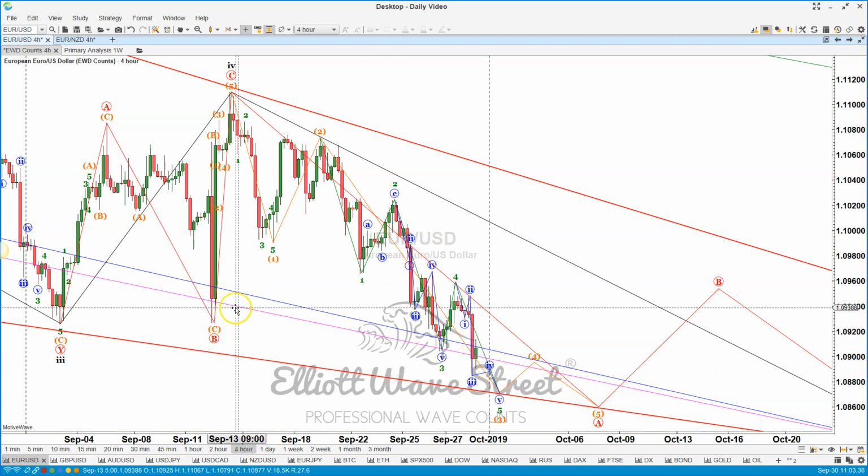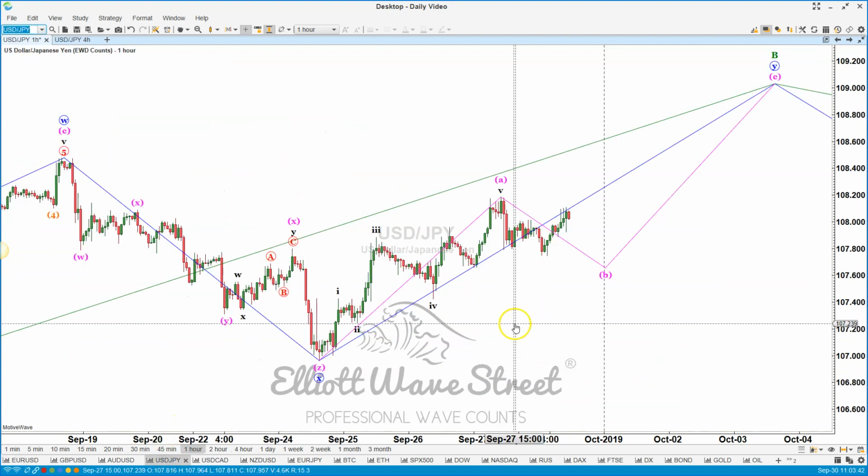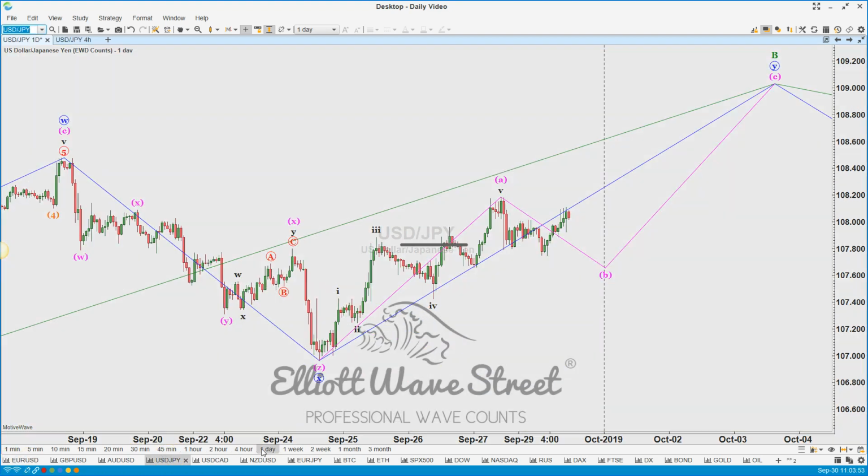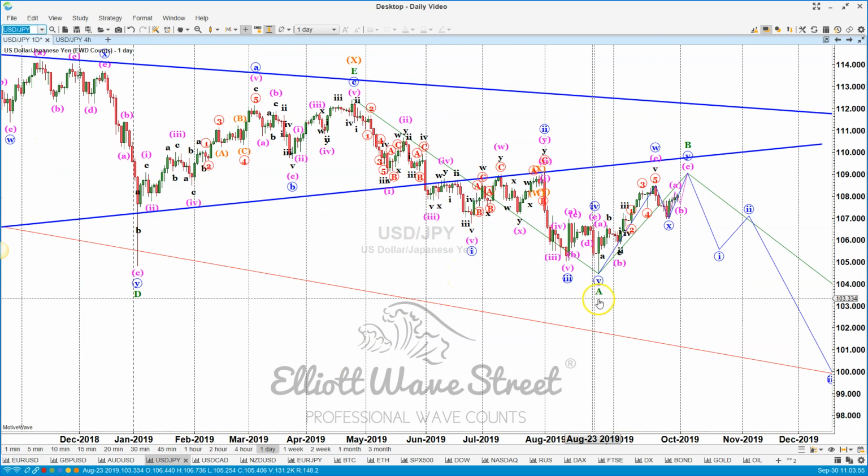Let's have a look at the dollar yen. It's going to be one of my favorites for the week. Let's have a look at the daily chart first. Look on the daily chart, the Elliott wave pattern is easy to find. There is a 3-wave sequence happening.